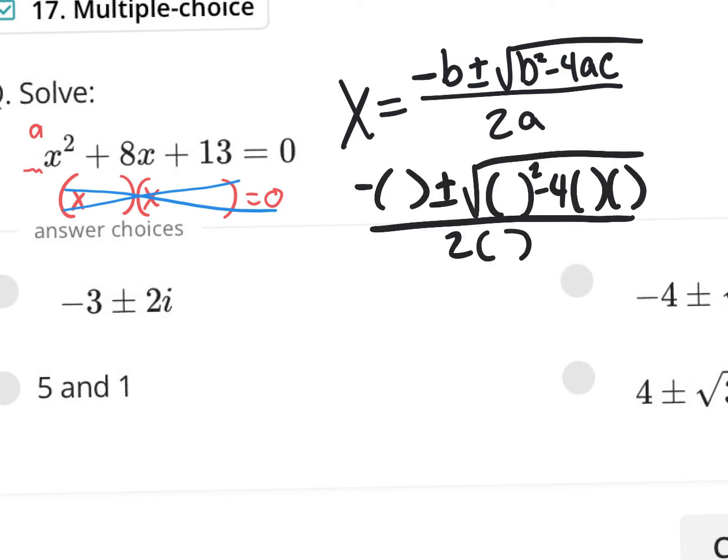And of course our a value we said was 1, so we put a 1 down here and up here. Our b value is clearly 8, so let's put an 8 right here and right there. And the c value is clearly 13, so let's put a 13 right there.